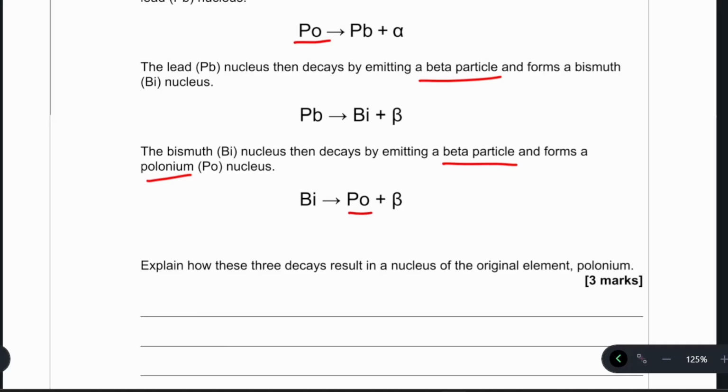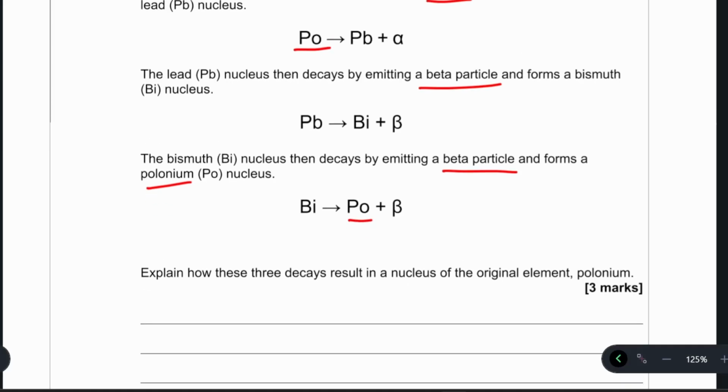To explain this one, we're going to look at each form of decay in turn, but we're going to specifically look at the atomic number. Remember, the atomic number is the proton number, and that decides what element we're dealing with. So we're only interested in that. For the first one, we have alpha particle decay. Let's number these 1, 2, and 3.